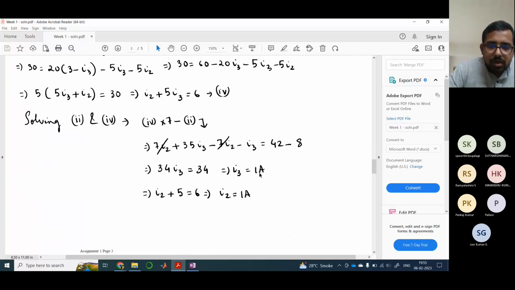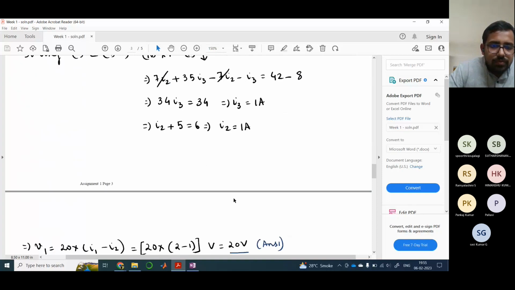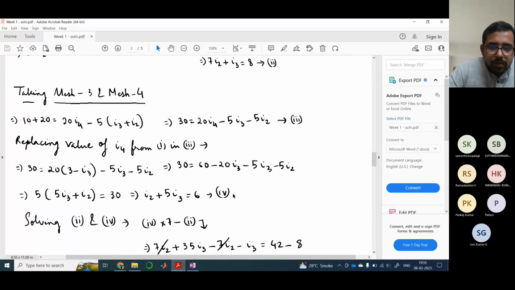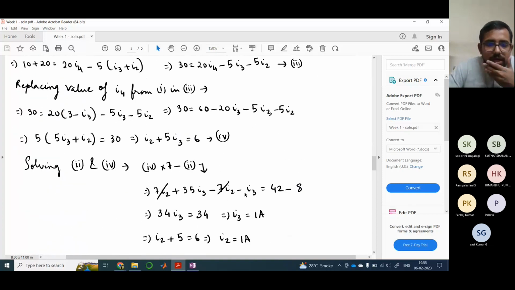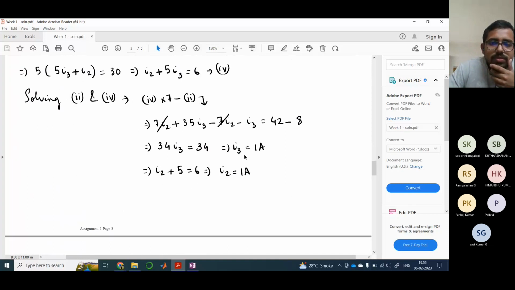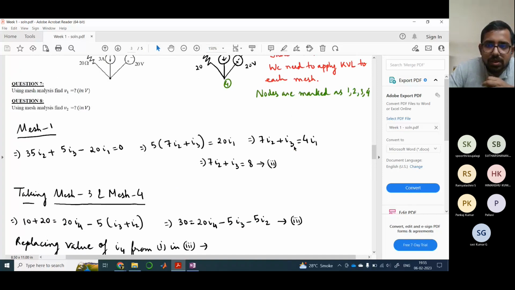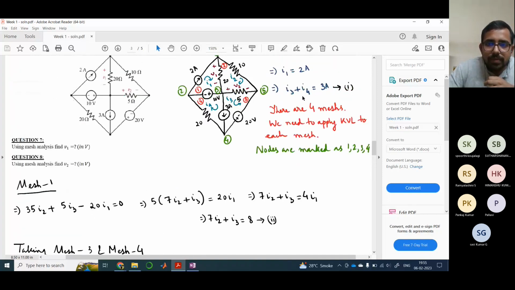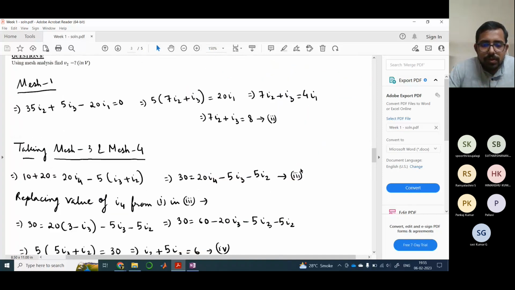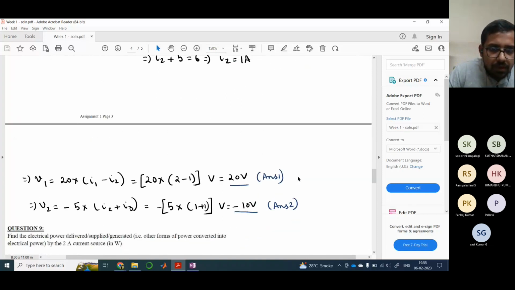So I3 is 1 ampere and I2 is also 1 ampere. And of course, we know what is I1, and once we know I3, we can also calculate I4, right? So I4 would be 3 minus 1 ampere. I3 is 1, so I4 would be 2 amperes. And then we finally calculate what is V1 and V2, right?